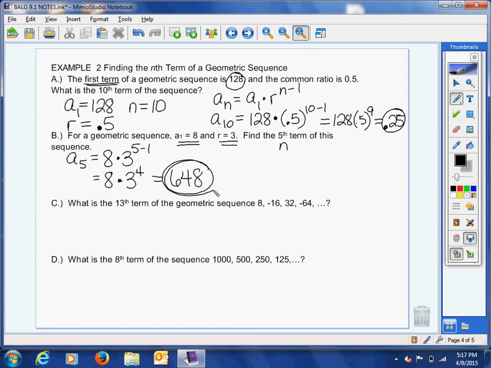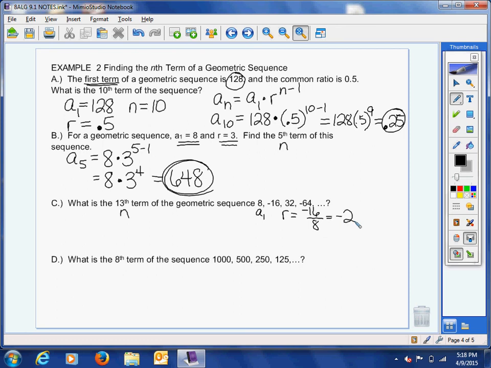Let me show you C, just because it's slightly different even from A and B. What is the 13th term? So there's your N of the geometric sequence. And this time, they just gave you 4 terms in your geometric sequence. Well, logic says the 8 must be a sub 1. That appears to be the very first number in our sequence, so we'll call 8 a sub 1. And then we need to calculate the common ratio. So remember, take one of the numbers, I'll take negative 16, and divide it by the number directly in front of it. Negative 16 divided by 8 is negative 2. And there's my common ratio.